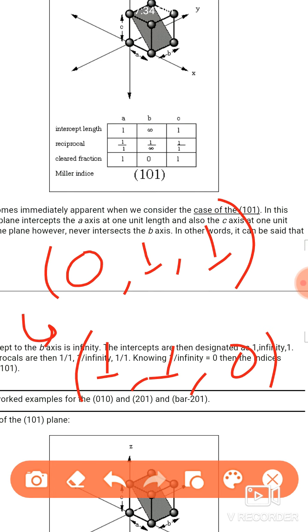Generally, in symbolic notation, we take the first coordinate as X, the second as Y and the third as Z. This is the simplest example of the Miller index. In the next video we will take a more complex example of the Miller index, in which we will find a plane which has different values of A, B and C, which may be multiples of each other.